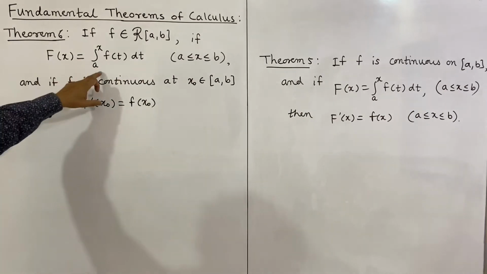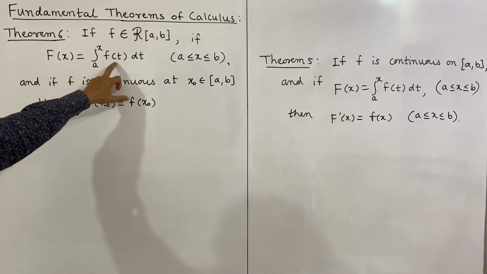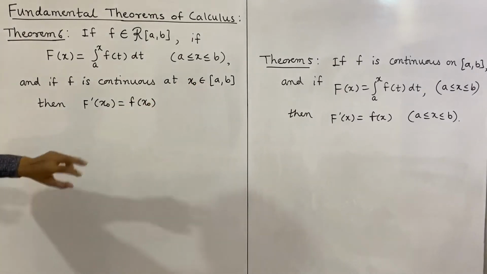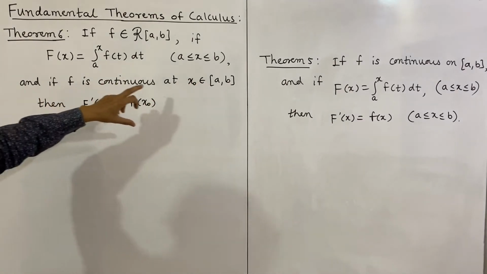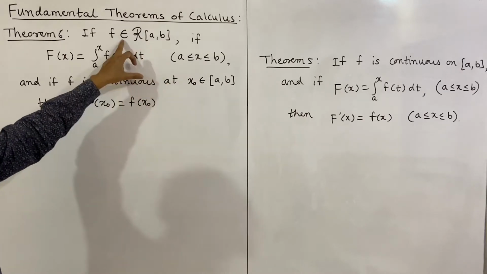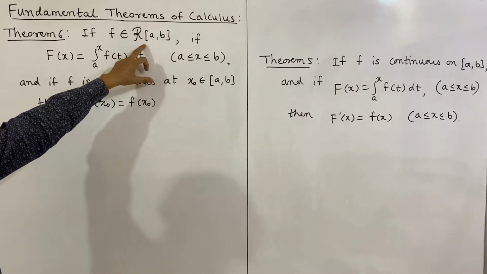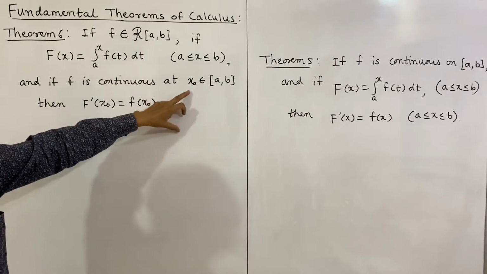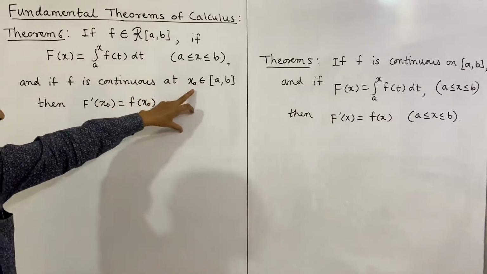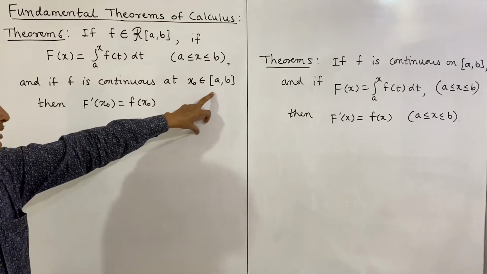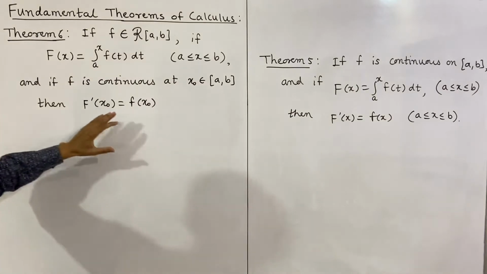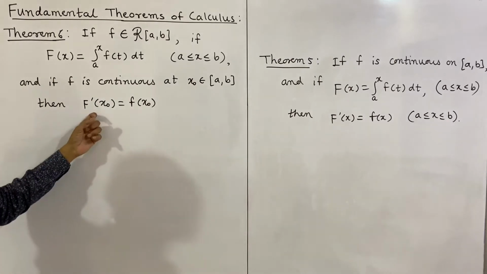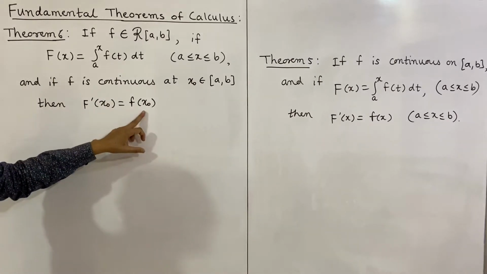Capital F of x is equal to the integral from a to x of f of t dt, and x is in the interval, that is the same. Then, if f is continuous at x naught, we have f continuous at almost every point in this interval, and we consider the point of continuity. If f is continuous at x naught in this interval, then the same result holds for x naught: F dash of x naught is equal to small f of x naught.